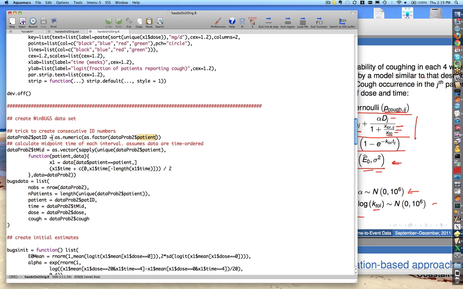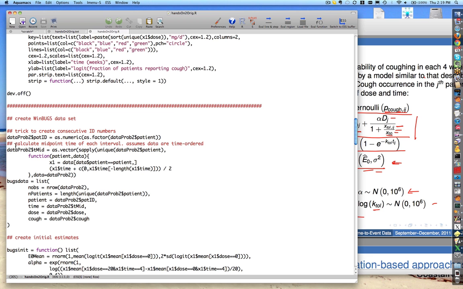But if I then, in addition, say as numeric after that, it will convert it back to an integer, and now I will have a nice integer sequence that starts at 1 and goes up to however many patients I have, which is exactly what I want. So that's one little trick for doing that.